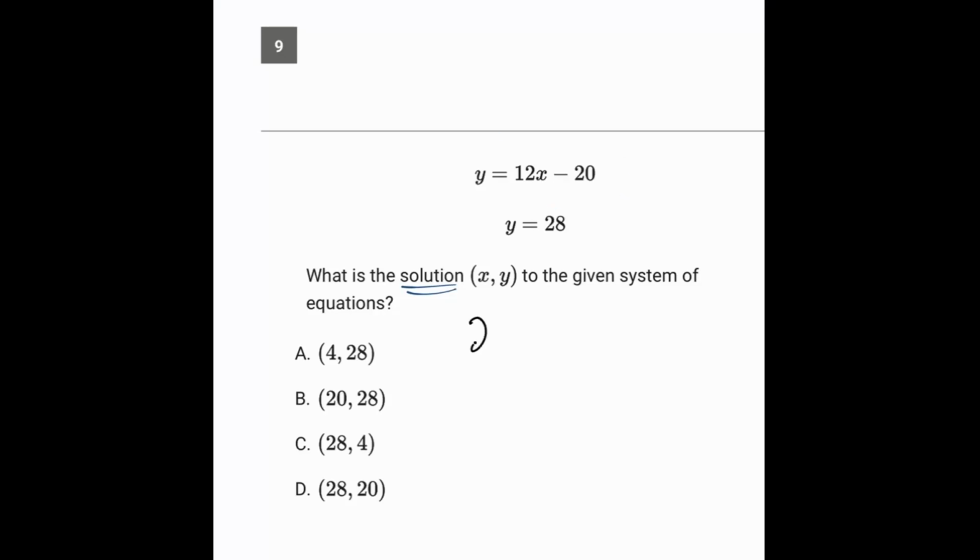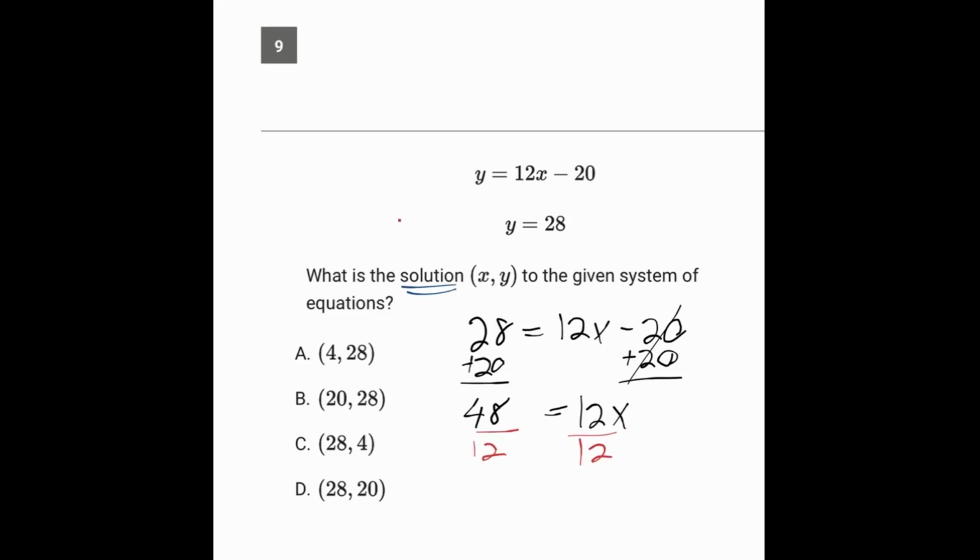So taking advantage of that way of thinking of it, we can say this 28 equals this 12x minus 20. And we can just start solving. Now we can add 20 to both sides. And we'll get 12x here equals 48 here. Now we can divide by 12, and we'll get x equals 4. So now that we know that x is 4, there's only one answer that has that. And so we don't have to plug this back in, even though we already knew y would be 28 anyway. So the answer here is A.